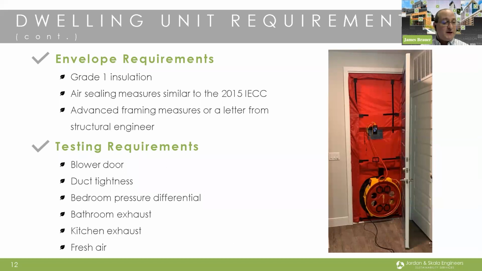The same thing can be done with your ducts, with doing a duct tightness test. It has been designed for a specific amount of air to go to a specific room. So ensuring that we have good tight ducts means that it will help identify that that air is being delivered to those rooms. We've already touched upon the bedroom pressure differential test or the pressure relief.